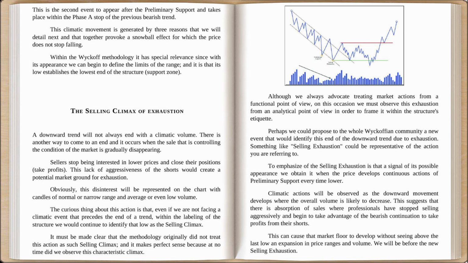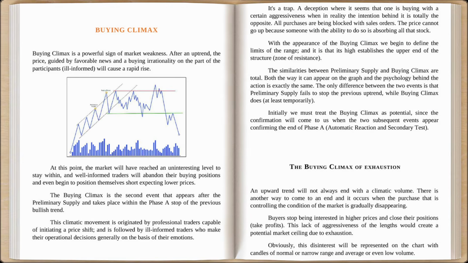We will be before the new selling exhaustion, buying climax. Buying climax is a powerful sign of market weakness. After an uptrend, the price, guided by favorable news and a buying irrationality on the part of ill-informed participants, will cause a rapid rise. At this point, the market will have reached an uninteresting level to stay within, and well-informed traders will abandon their buying positions and even begin to position themselves short, expecting lower prices.